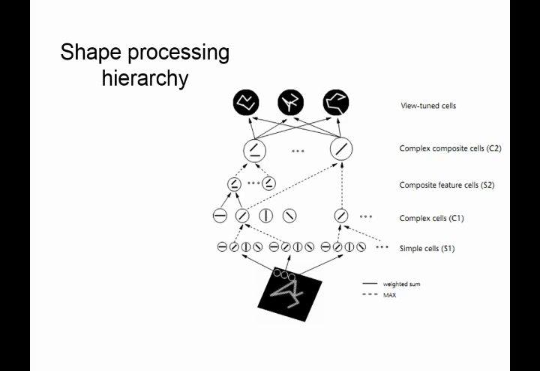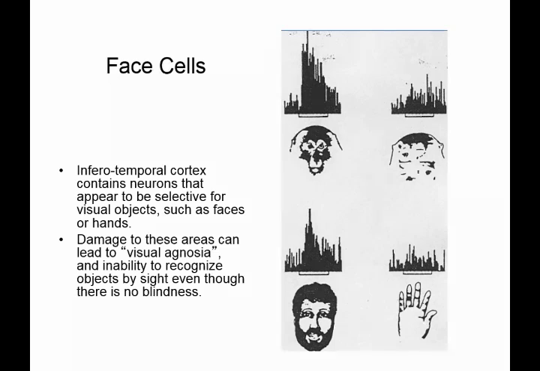Color, orientation, sound, frequency, whatever you can think of. Combine them, and you get something more complex. You get this one here that likes the combination of these two. And combine them again, and you get more complex things. I mean, this is a little bit abstract, but it leads to the concept of the grandmother cell. Have you heard that concept?